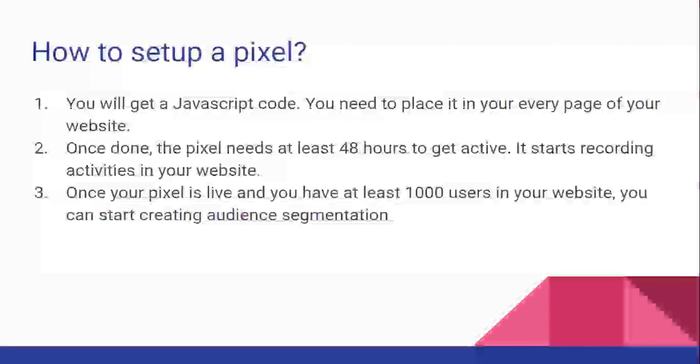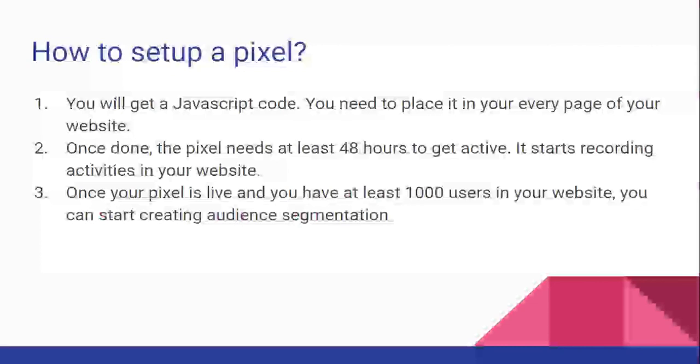Once a pixel is implemented, you should wait at least 48 hours to get activated. Now, you can start creating the audience segment immediately after placing the pixel, but you cannot use it in the campaign. I have faced an issue previously where I created the campaign in a day, and the client asked like, why is the campaign not performing? First, we need historical data to make a campaign perform. A campaign will not perform in one day.